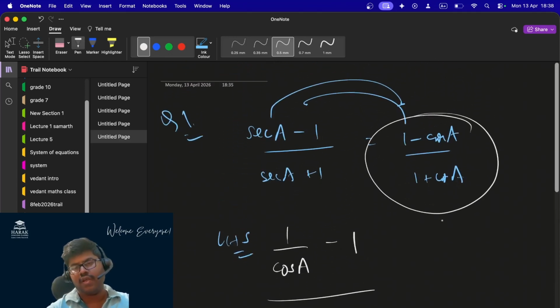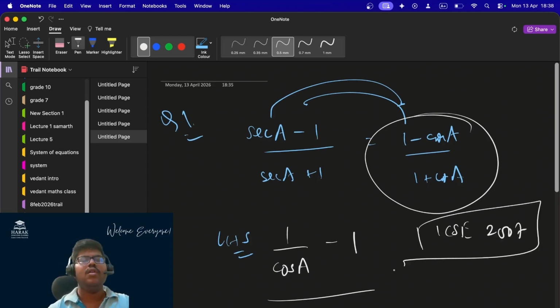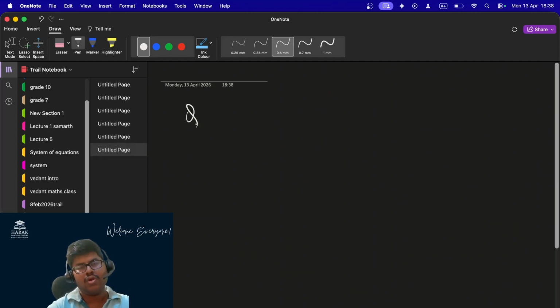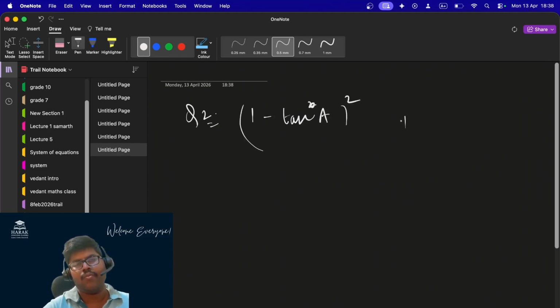This question which I have just talked about is from ICSE board 2007, right? Okay, now coming to the next question. The next question is basically (1 minus tan A) whole square plus (1 plus tan A) whole square, and we need to show it is equal to 2 sec square A.